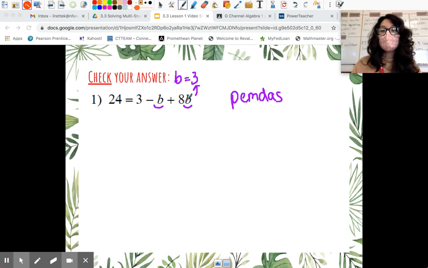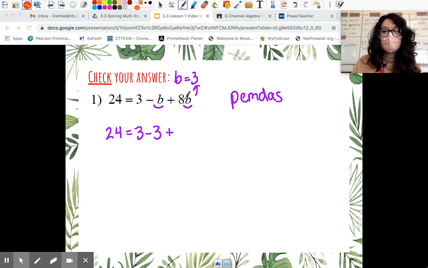We're simplifying the right-hand side using PEMDAS, and if we get a 24 over here, which matches the 24 on the left, we got the right answer. If we don't get a 24, something's gone wrong. So the 24 equals will come down for the ride in every single step. The first thing I need to do is substitute, just like when we evaluate algebraic expressions. Anywhere that I see a b, I'm going to replace it with a 3.